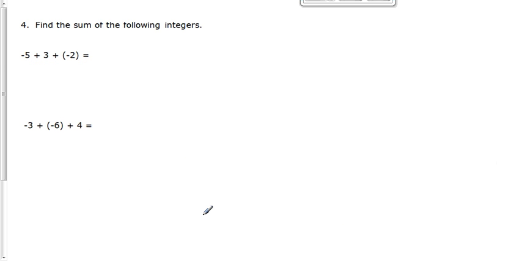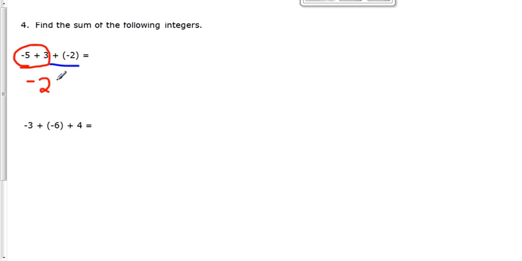Okay, now I'm not going to help you with both of these, let's just look at the first one in number 4. It says find the sum of the following integers. Since all we're doing is adding, I'm just going to work from left to right. So if I'm focused on left to right, only one thing at a time, I have 5 negatives plus 3 positives. Remember, a negative and a positive cannot be put together. They cancel each other out. So I'm actually left with 2 negatives. I'm going to bring down the rest of the problem exactly the way it is.